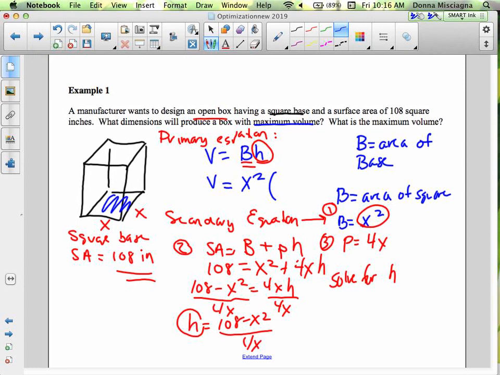And that's going to help. We're going to find x that way, and then we're going to plug it back in. All right, so x squared times 108 minus x squared over 4x. Now we'll simplify this on the other page because I took up too much space. But this is our new primary equation right there.